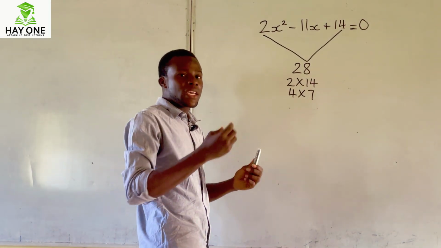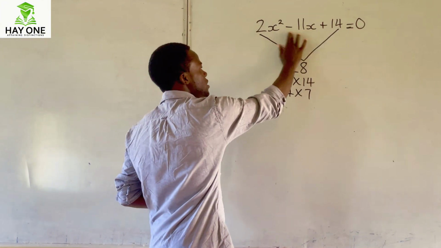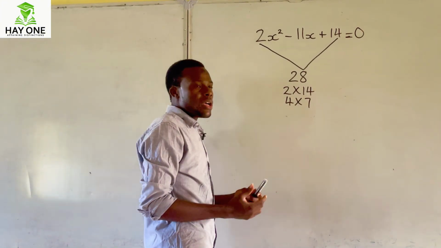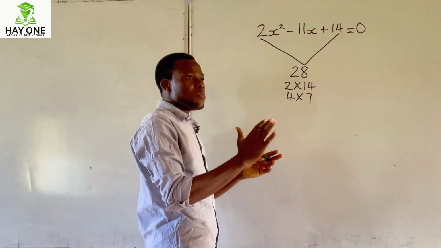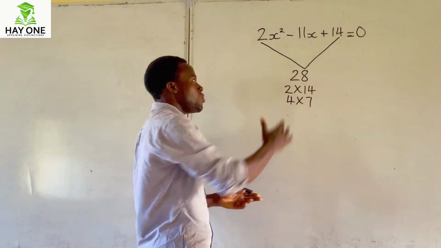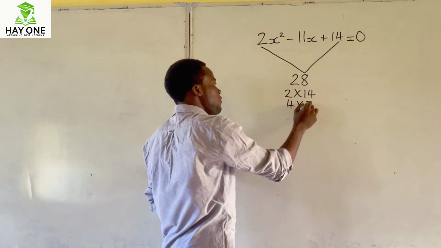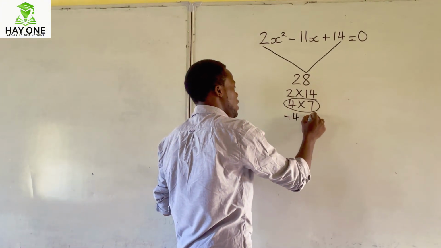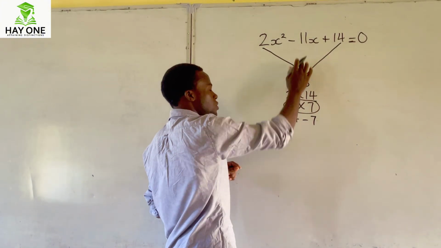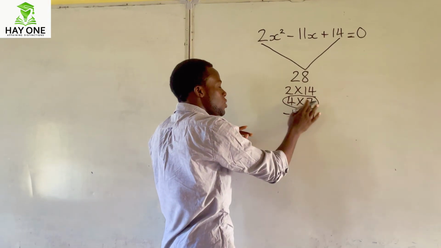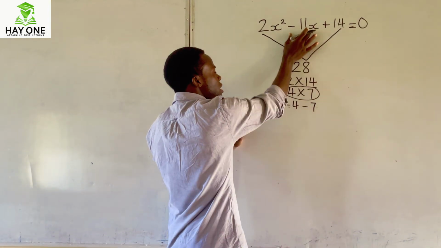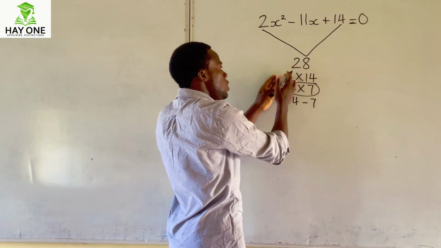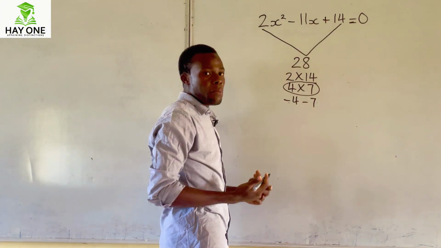Our purpose is to pick the factors that we can use to replace this minus 11. So let's check the factors that, when we give them the same sign or different signs, we will get minus 11. If we check very well, you notice that it is only 4 and 7. Minus 4, minus 7 will result in minus 11. So this is the factor pair that we will use to replace this. But we cannot use 2 and 14, there is no way we can get minus 11 from them.